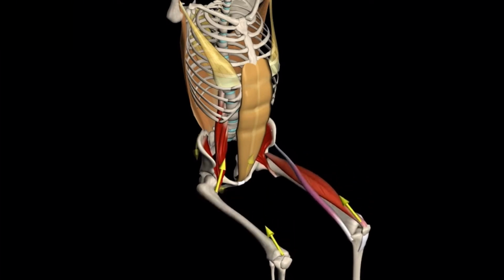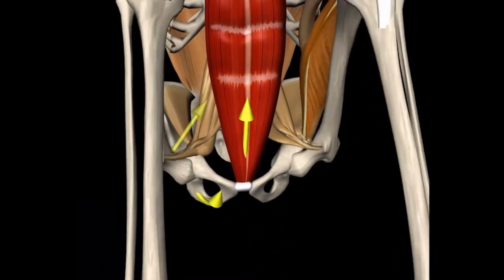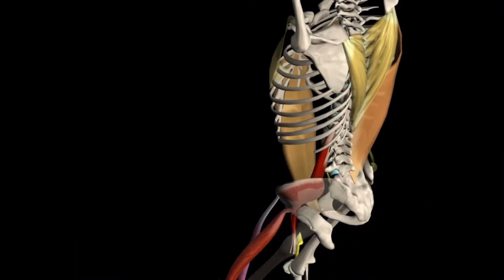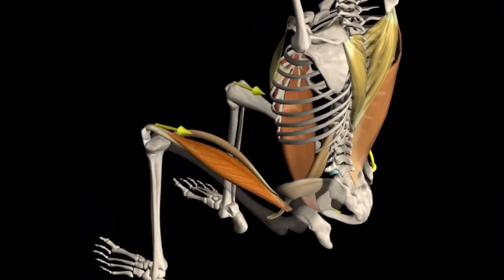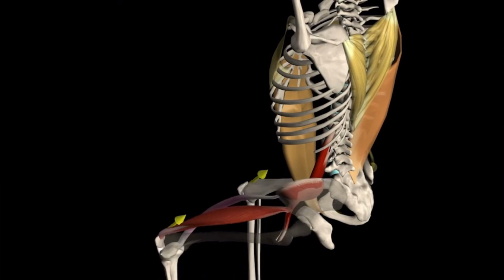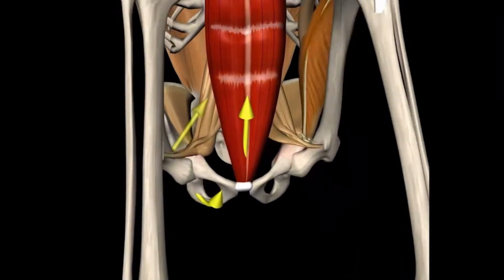They're going to be involved in the first part of the movement since they have the biggest biomechanical advantage. During the second part of the movement, your abdominal muscles are going to take over because they are involved in tilting the pelvis and bending the spine. They're not attached to your legs.